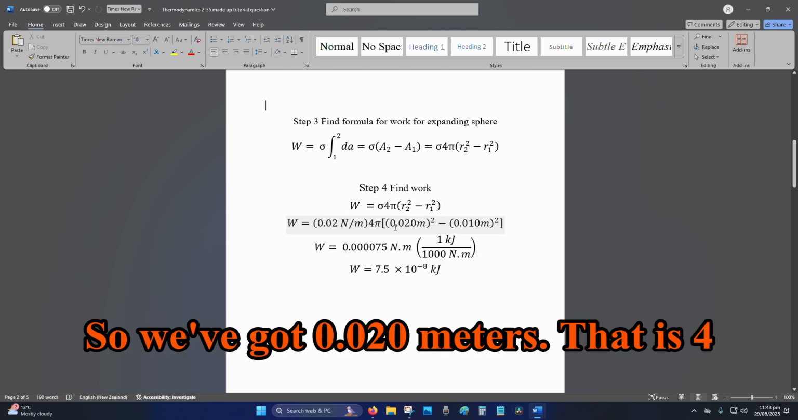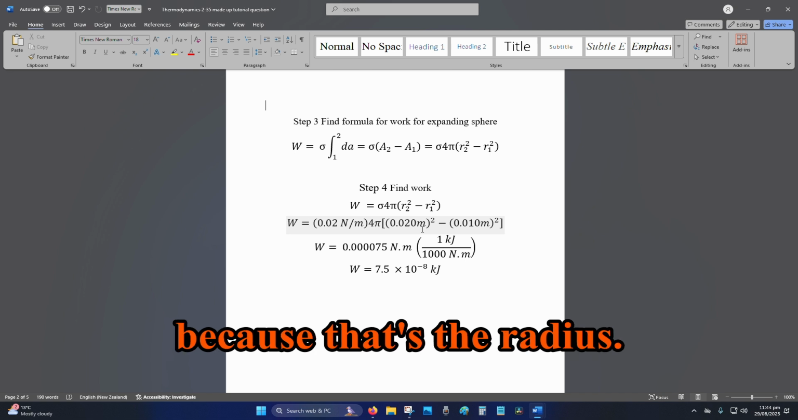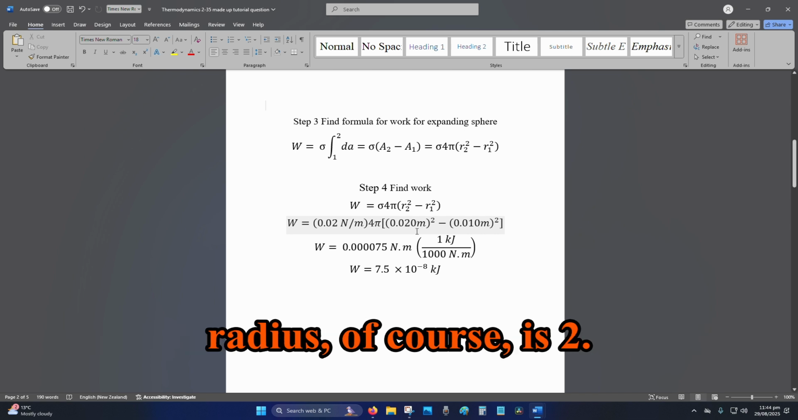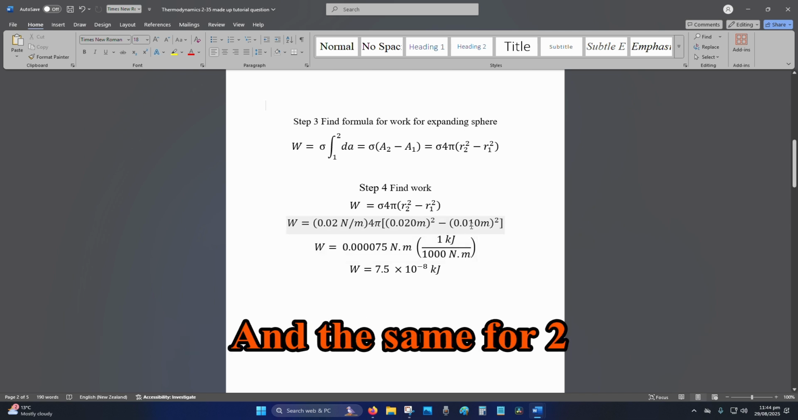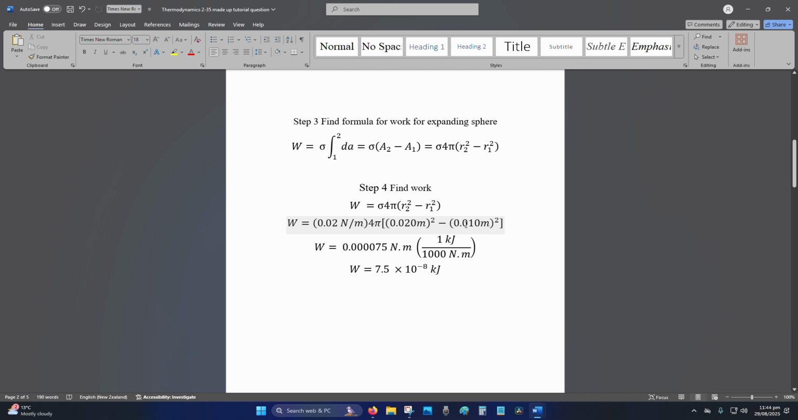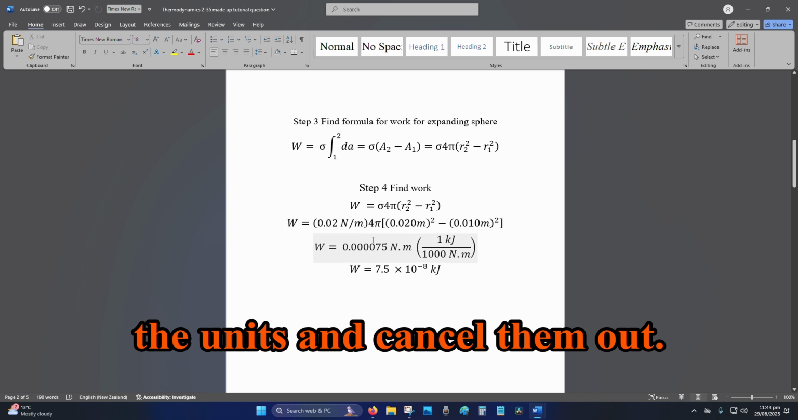So we've got 0.020 meters. That is 4 centimeters divided by 2, because that's the radius. So the diameter is 4 centimeters. So the radius, of course, is 2. And the same for 2 centimeters. That is 1 centimeter. But we want it in meters, so we can match the units and cancel them out.